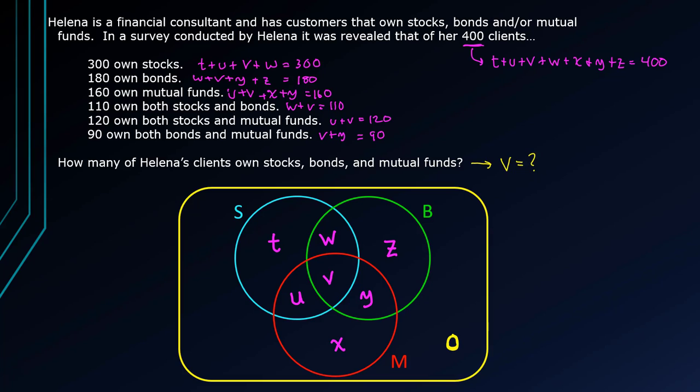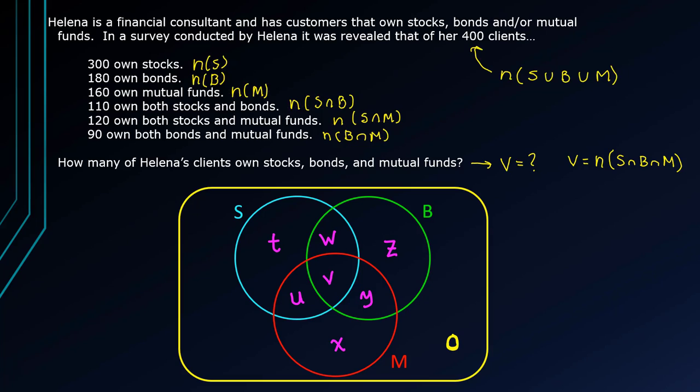Ultimately I am looking for what v is, but instead of thinking of it as v, I'm going to think of it as looking for the number of those who own stocks and bonds and mutual funds. Instead of putting these in terms of just the variables, although I'll make use of them in a moment, I'm going to keep them along the lines of the notation they're telling me. When I have 300 stocks, it's telling me I know what N of S is. For 180, I know what N of B is. For 160, I know what N of M is, and so forth.